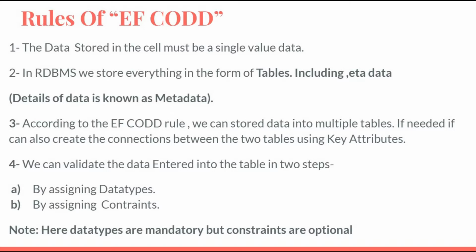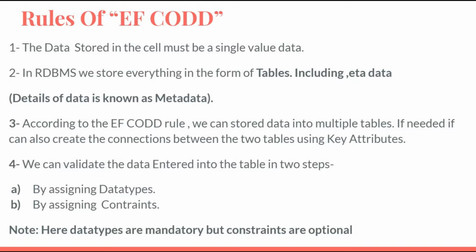The second rule is that in an RDBMS we store everything in the form of tables, including metadata. This means everything you store is arranged in tabular format, including the metadata. And what is metadata? Do you know about metadata? If yes, comment below what you mean by metadata. Let me tell you that metadata is the details about the data. The details about the data are known as metadata.